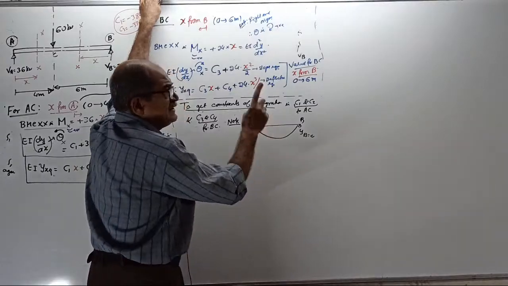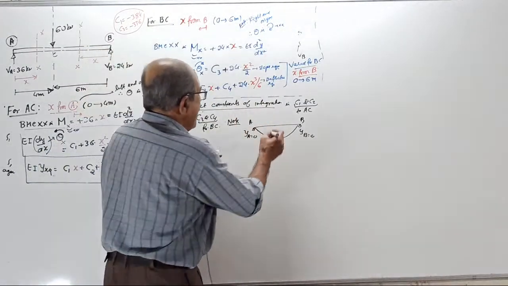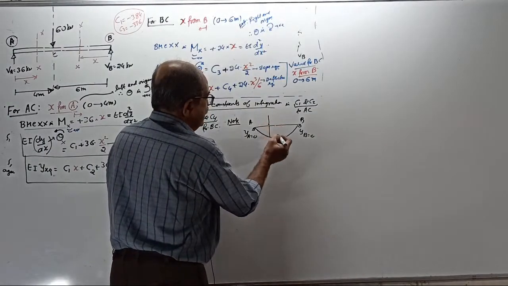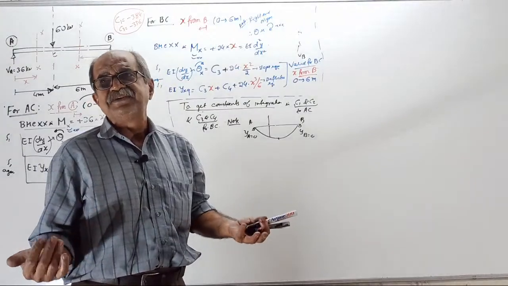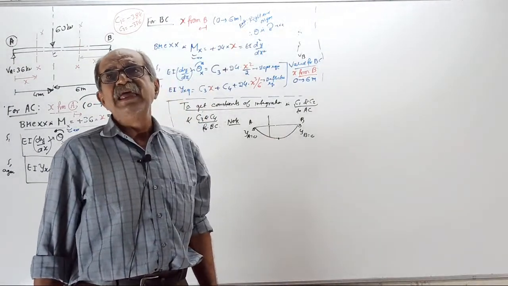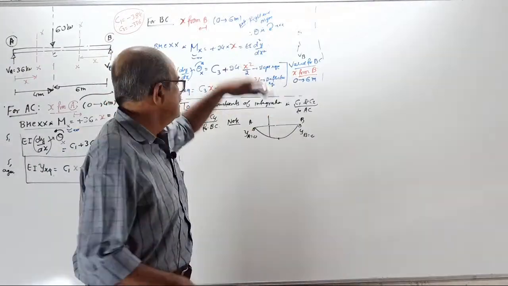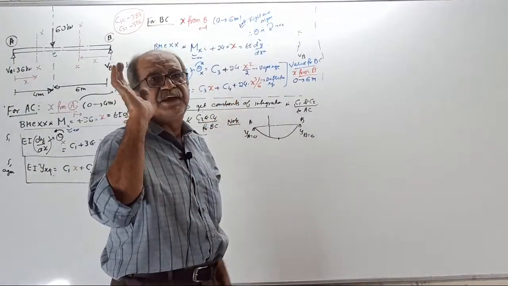See, at the center, last time, I wrote theta equal to 0. No. Why? Your point load is here. See, deflection is maximum somewhere here. We don't know where the maximum deflection is. If you know where the maximum deflection is, you can write theta equal to 0. We don't know it. Therefore, only 2 conditions. So, extra 2 conditions are required.